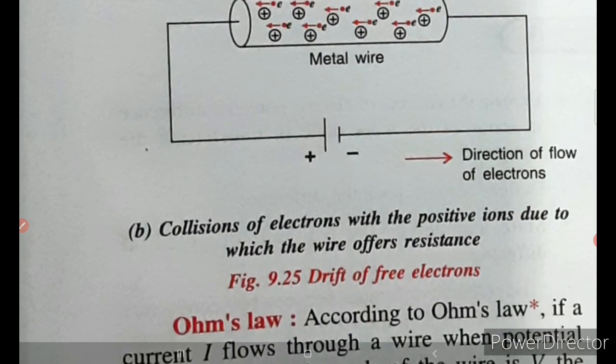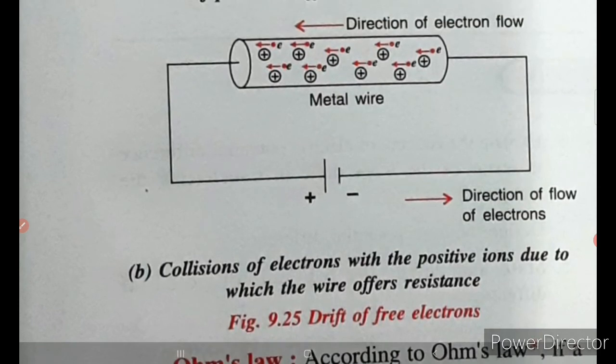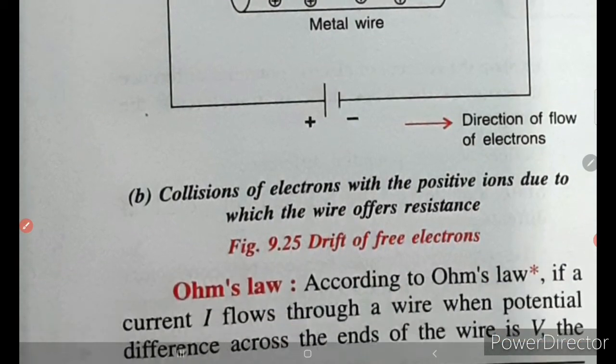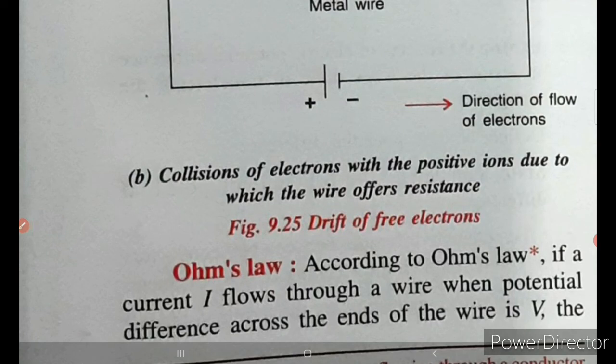Now since we have studied three things, and these three things are: number 1 current, number 2 potential difference, and number 3 resistance. Remember capital R represents resistance. Now these three things are connected to each other with the help of a law known as Ohm's law.